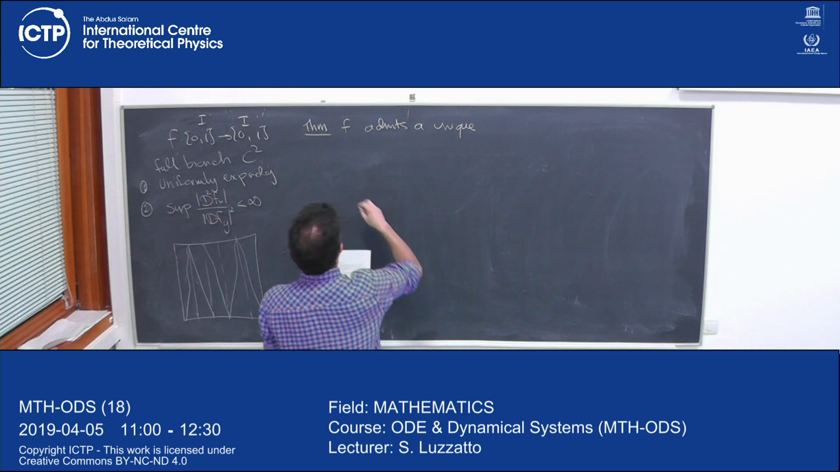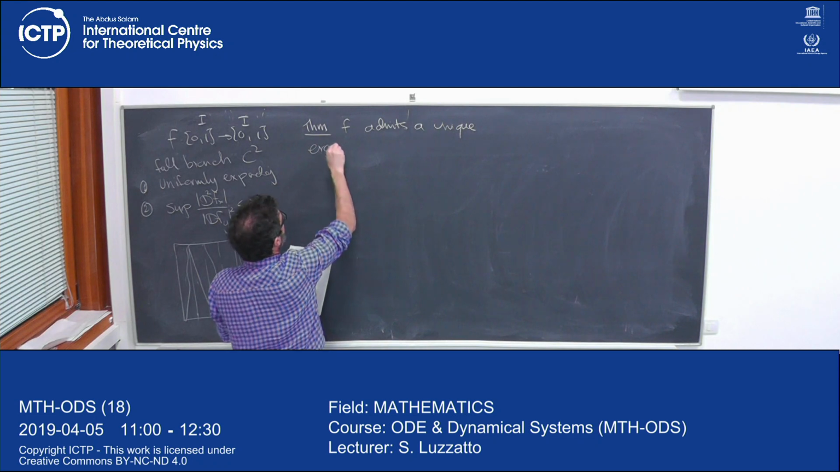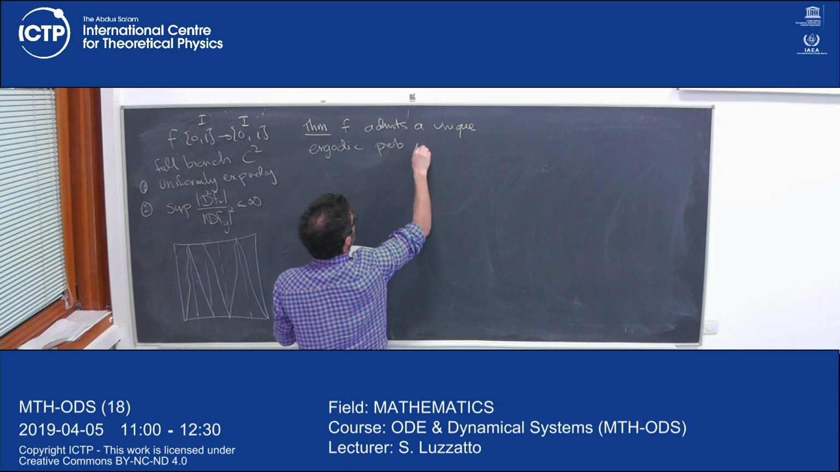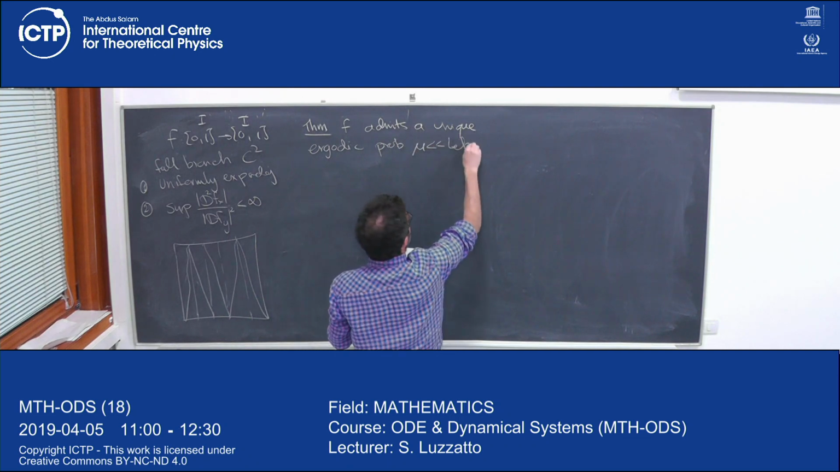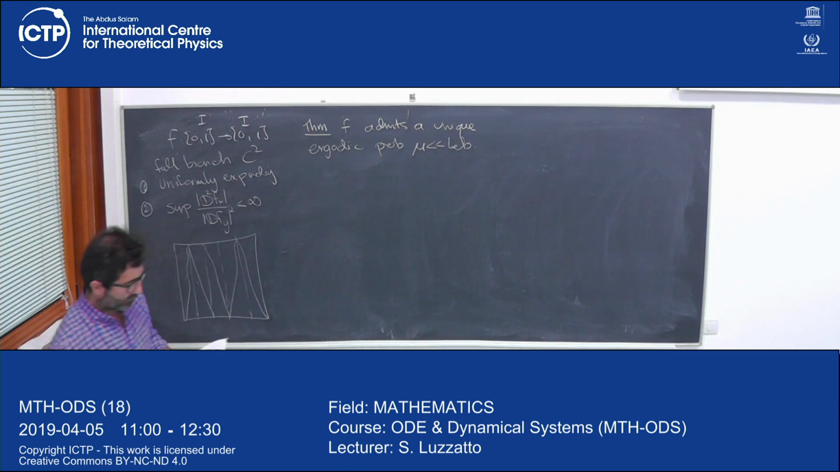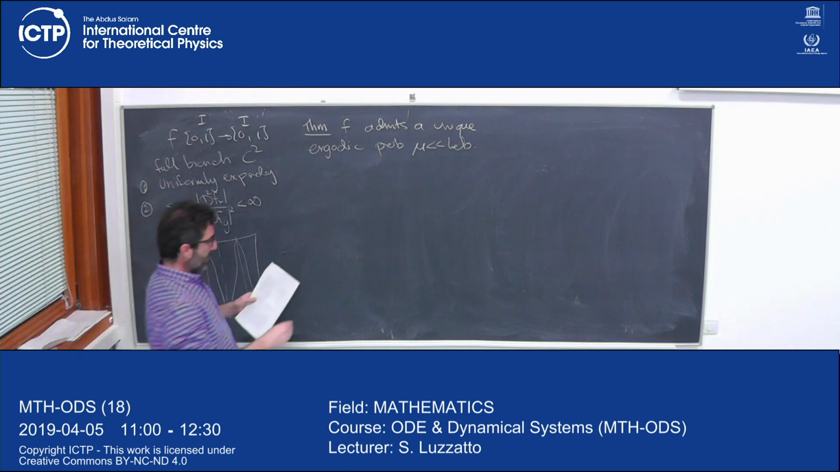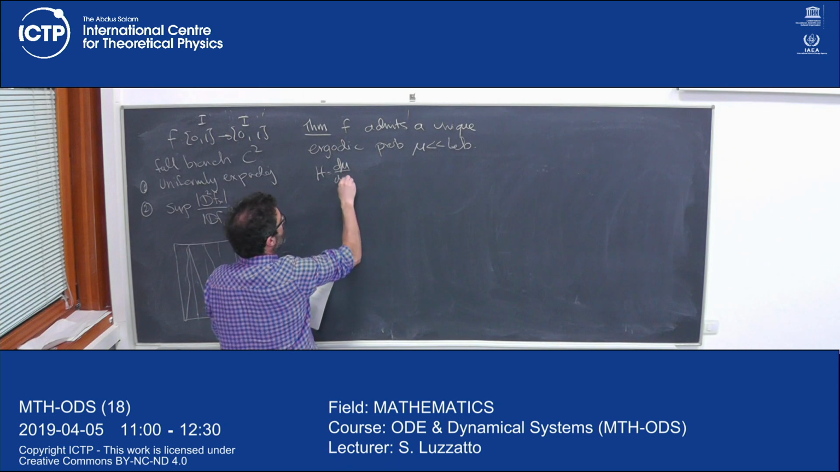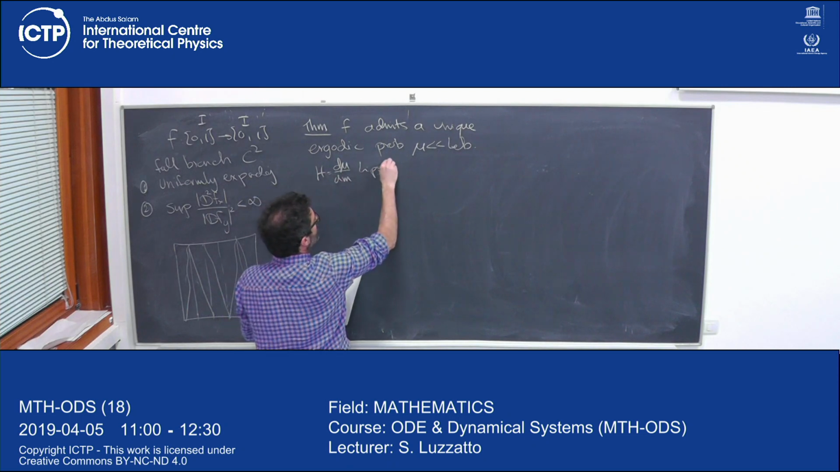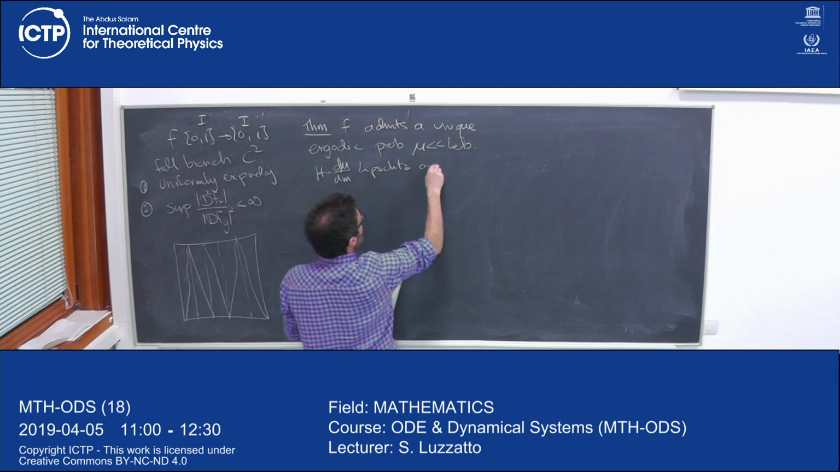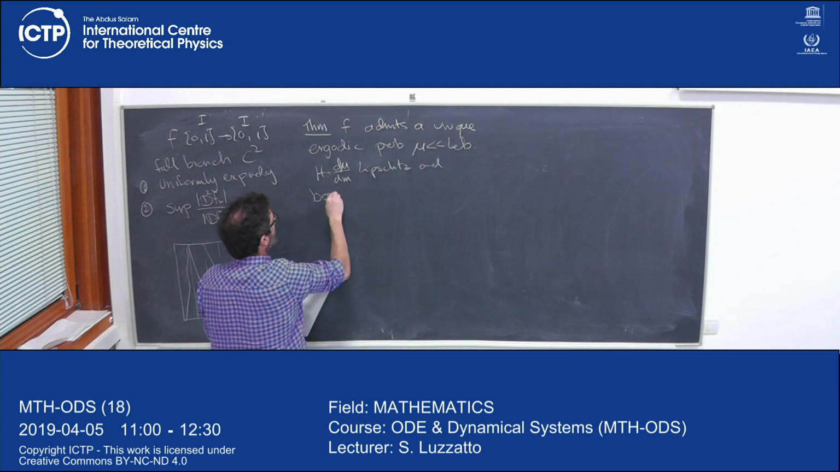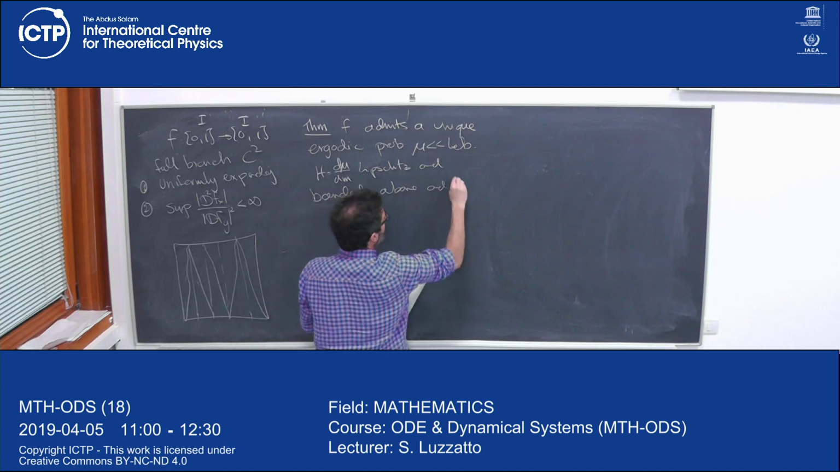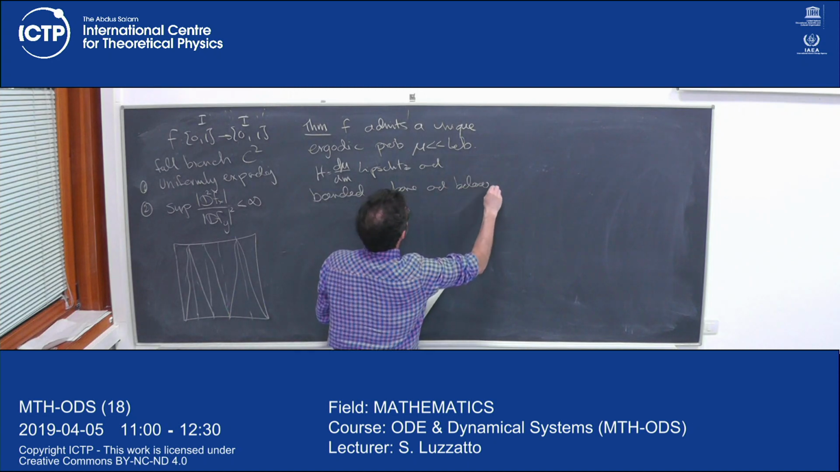Okay, F admits a unique invariant probability measure mu, which is absolutely continuous with respect to Lebesgue, and the density H equals d mu over dm is Lipschitz and bounded above and below.